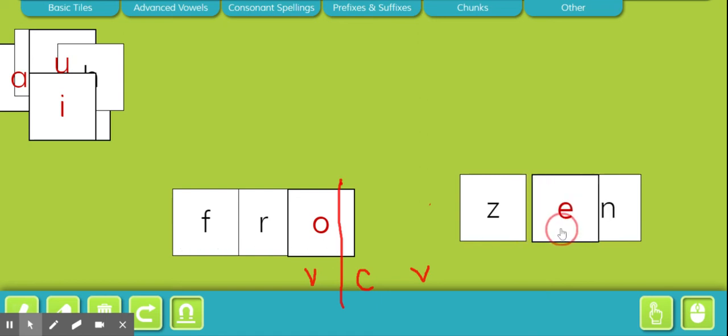Now this E is closed in. It can only run a short way. So this is a closed syllable. And it says zen. So we have fro, zen. And that's how we use the strategy to break up larger words.